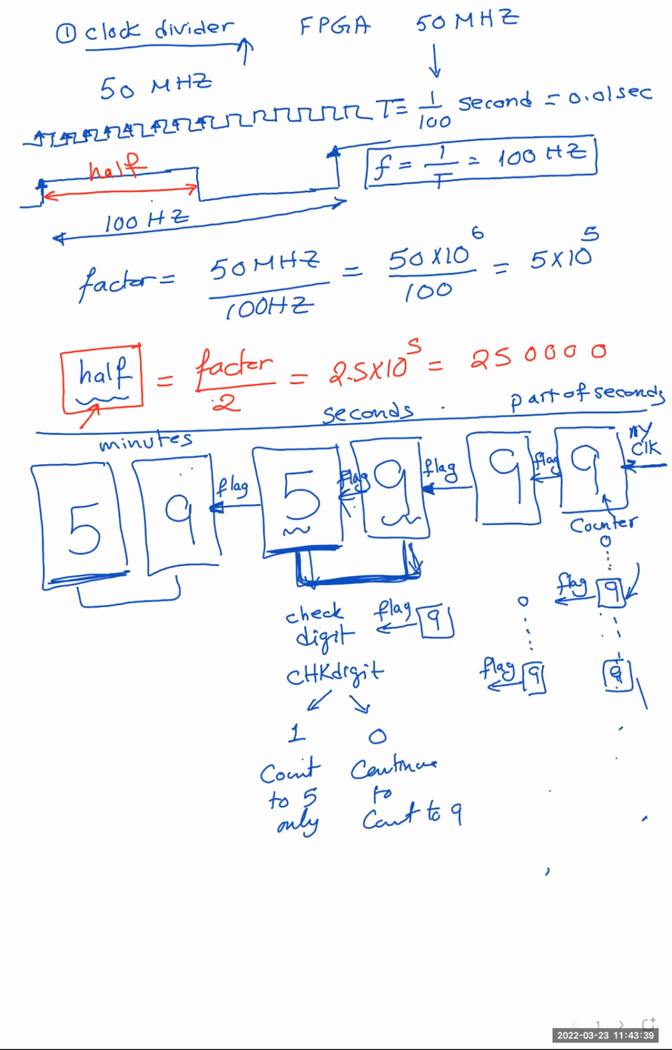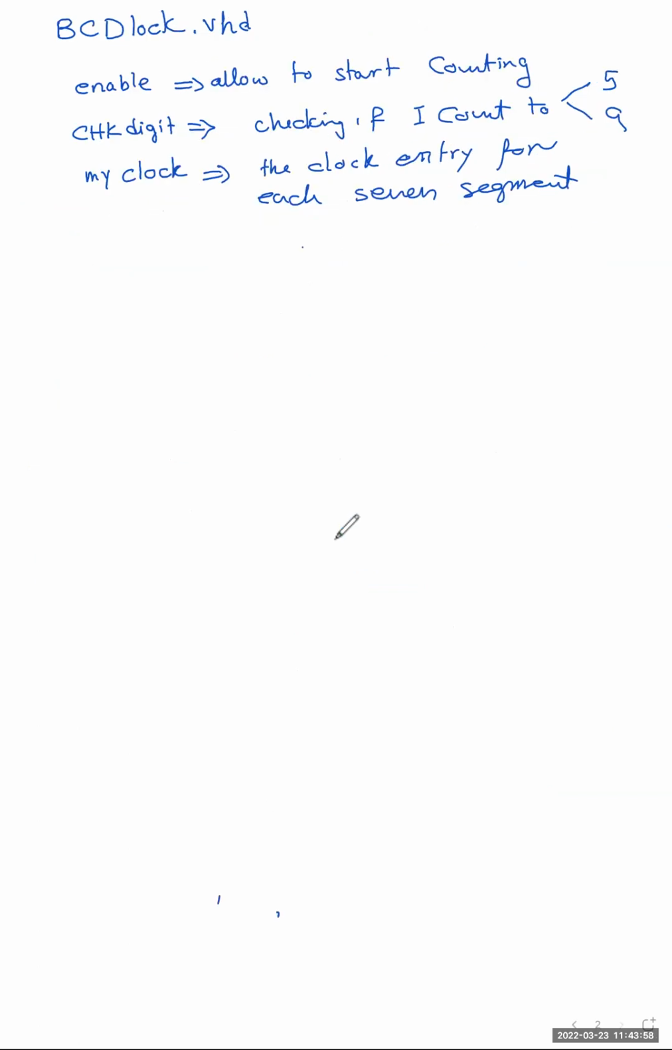So my first clock here is the one that I originally created from the clock divider. Now every flag is considered to be the clock for the next 7 segment. So this flag here is the clock for this one. This flag here is the clock for that one. This flag here is the clock for this one, and so on. So each one of them is going to have their own clock that is coming from the previous stage. So I'm just going to call it here my clock.